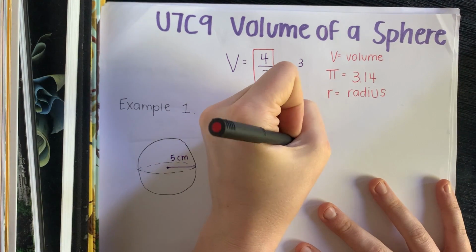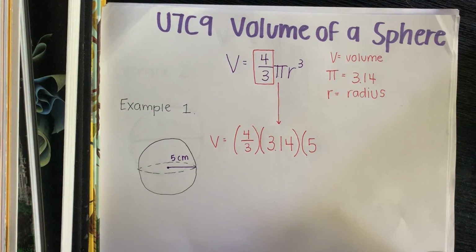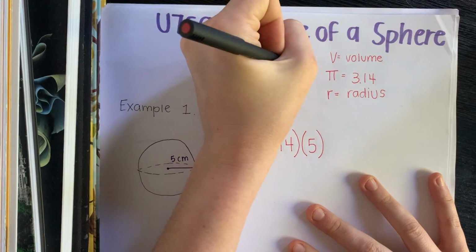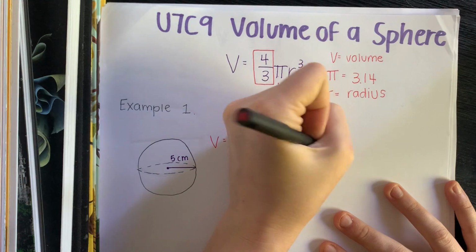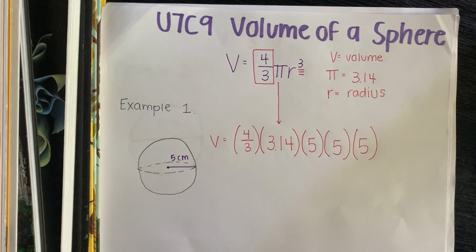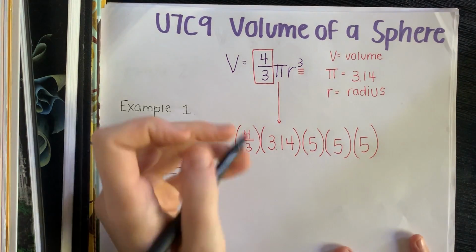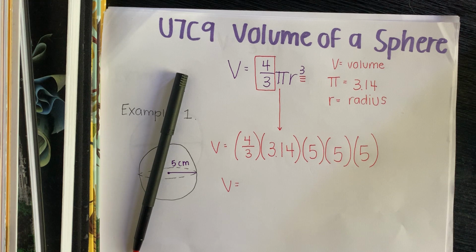And that's gonna be 5, right? Because that's half my circle, half my diameter. And I'm gonna do it 3 times. So I got 5. Okay, so we're gonna multiply all of this stuff together. So I'm gonna grab my calculator and show you how to do that.